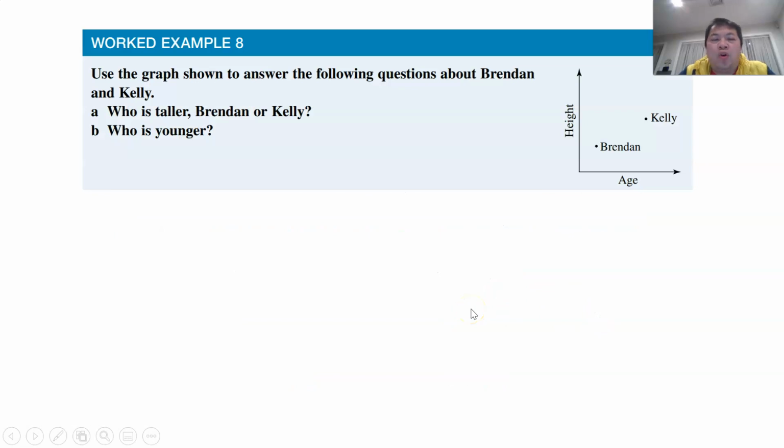So let's look at these two points here and we can answer these two questions. They say the height and age of Brenda and Kelly are presented in this graph. So the question is, who is taller? Is Brenda taller or Kelly taller? By looking at this, the tallest one will be the one that is higher. Yep, Kelly is the taller one. And who is the younger one in terms of age? Yep, Brenda is the younger one, right?